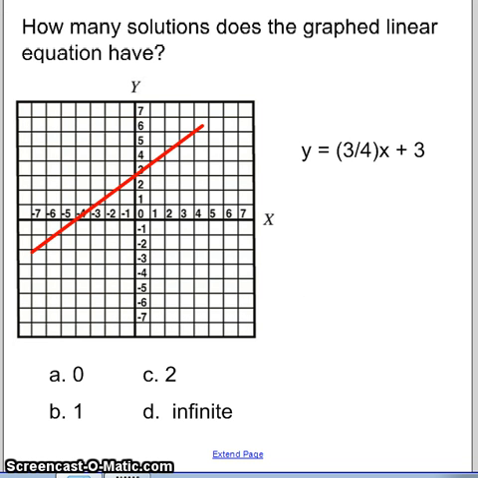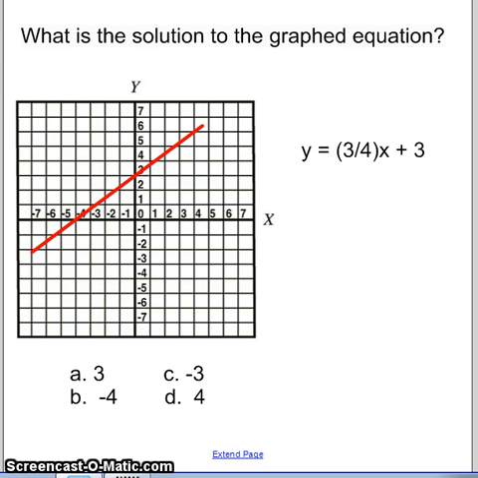So if we're going to go with the graphing route, we take a look at this next one. The question that often shows up on the SOL test is how many solutions does the graphed linear equation have? What they're really asking us is how many times does the line cross the x-axis? The answer to this one is going to be 1 time. It crosses the x-axis right at that point. And so we know the answer. They could ask you what's the solution to this equation, and it's right there where it crosses the x-axis. So the solution to this equation would be negative 4, or B.